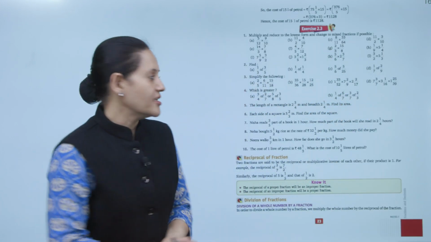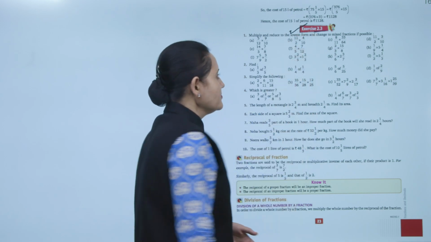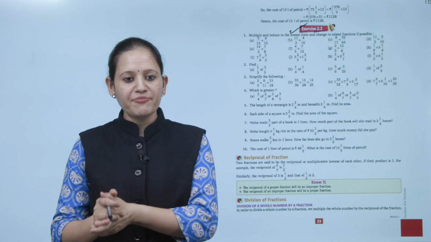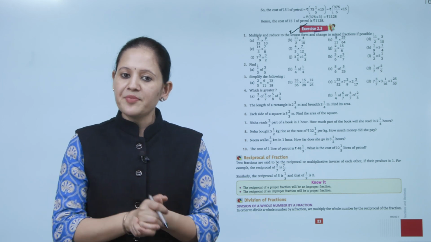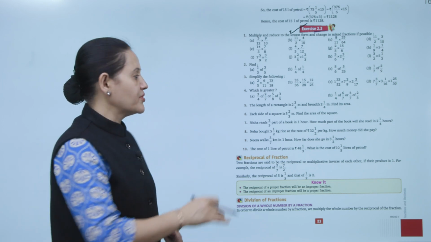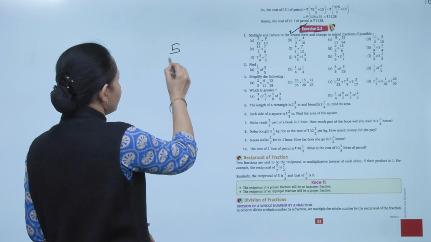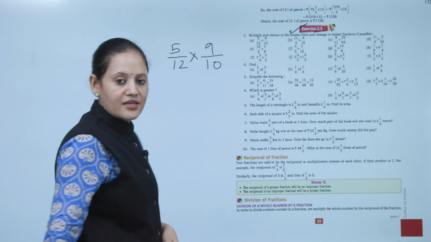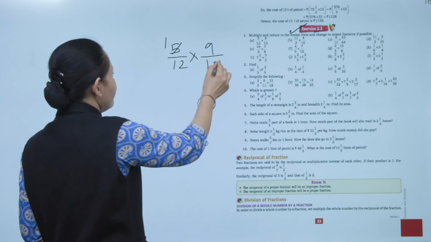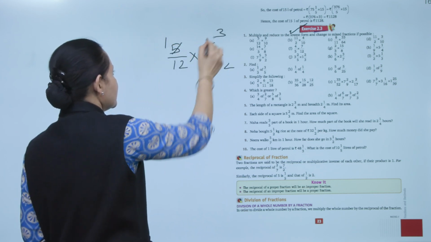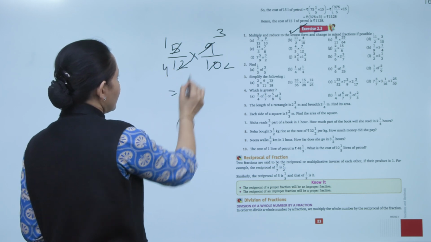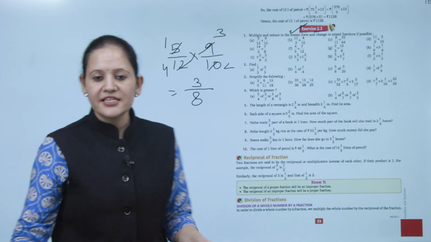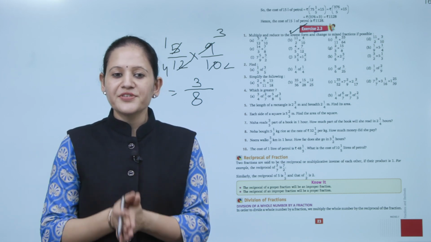Next is exercise 2.3. Multiply and reduce to lowest form and change to a mixed fraction if possible. So we have to multiply 5 by 12 को multiply करना है 9 upon 10. So 5 by 12 multiplied by 9 by 10. Clear? 5 ones are 5, 5 twos are 10, 3 threes are 9 and 4. So that is equal to 3 by 8, 4 twos are 8. That is our product. Practice all the questions of this exercise.